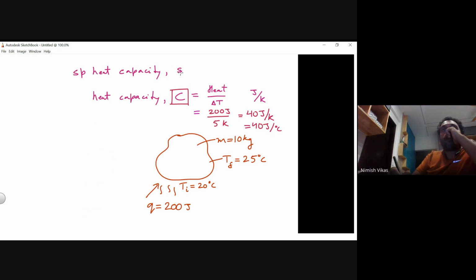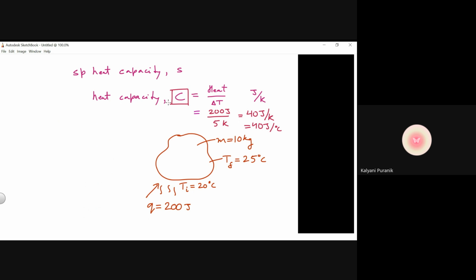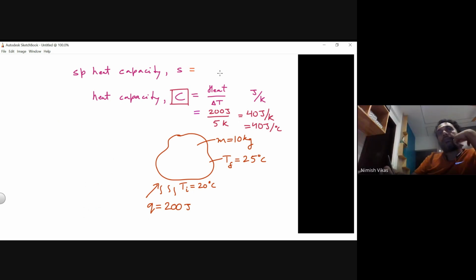Now, what is specific heat capacity? Specific heat capacity, anybody? So that's 4 joules. I did mc delta T instead of heat by delta T. That's why I got that. Specific heat capacity is the heat required to raise the temperature of 1 kg of the body by 1 degree Celsius. So heat required per kg per degree Celsius. Is that clear, guys?